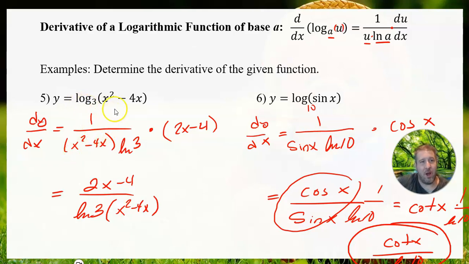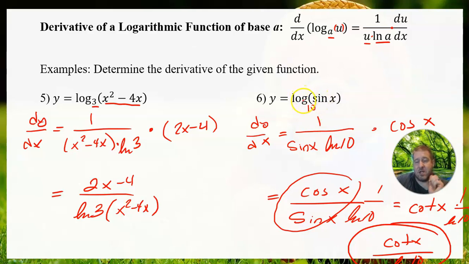All right, so it's 1 over u, which is the argument. So it's 1 over the argument times natural log of the base times the derivative of the argument. And then you could clean this up to this, because most likely this is what a multiple choice solution would look like. All right, remember, log is log base 10.